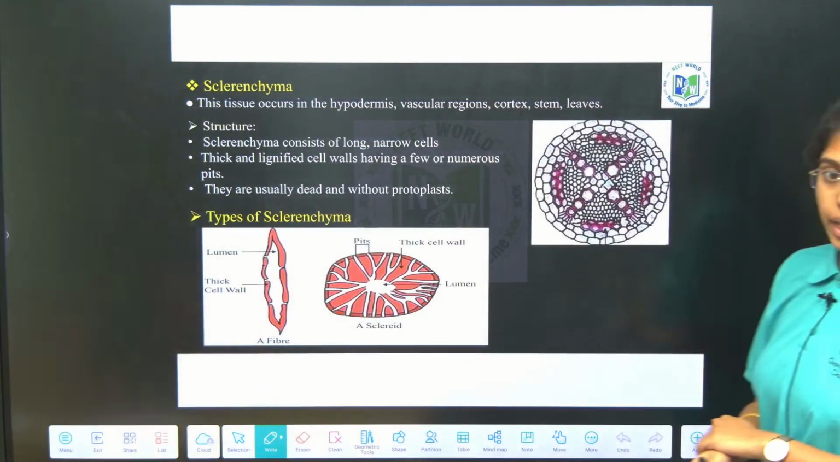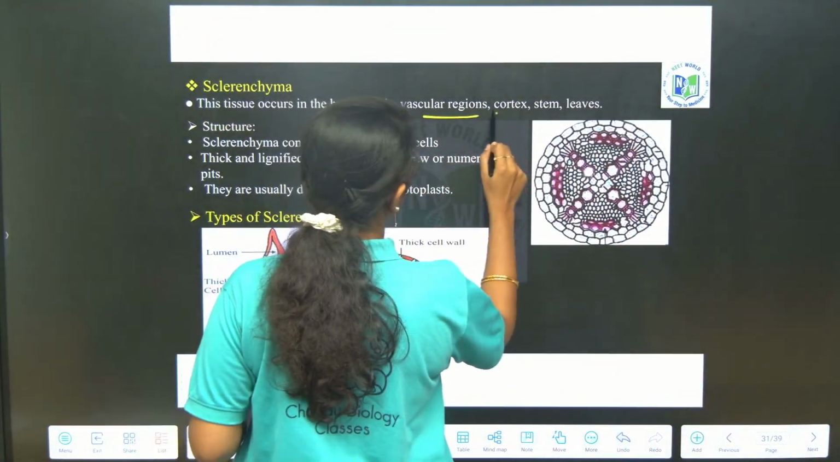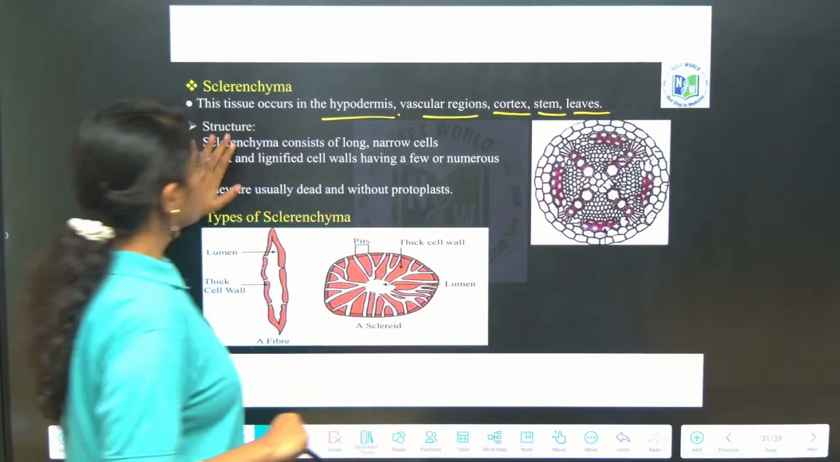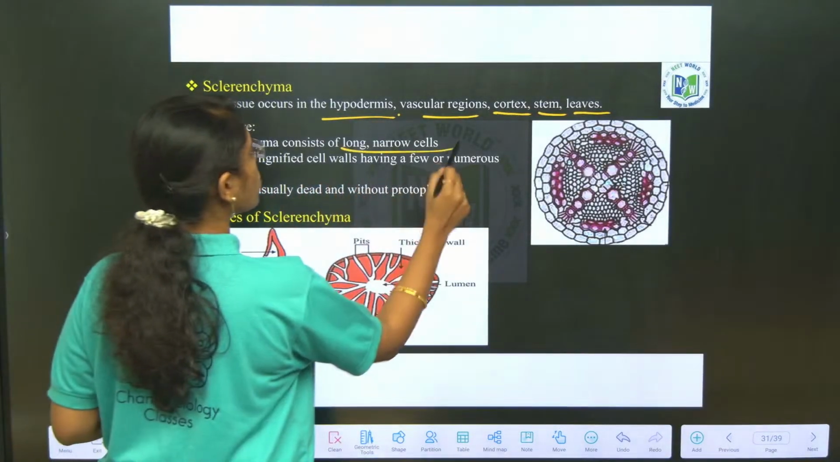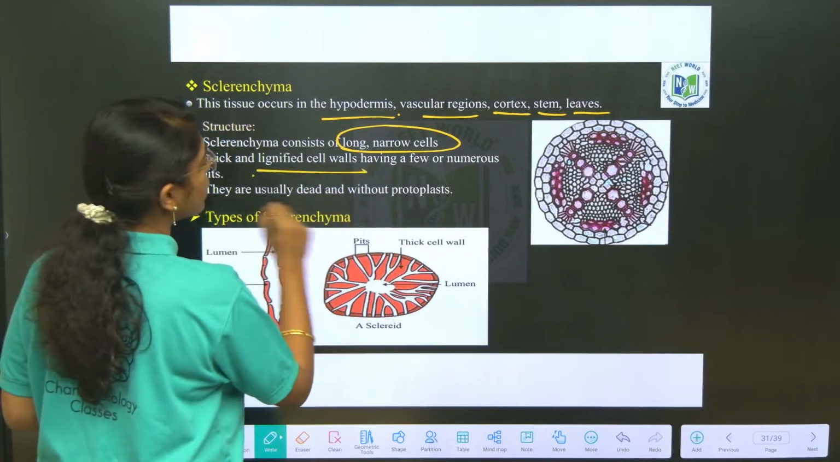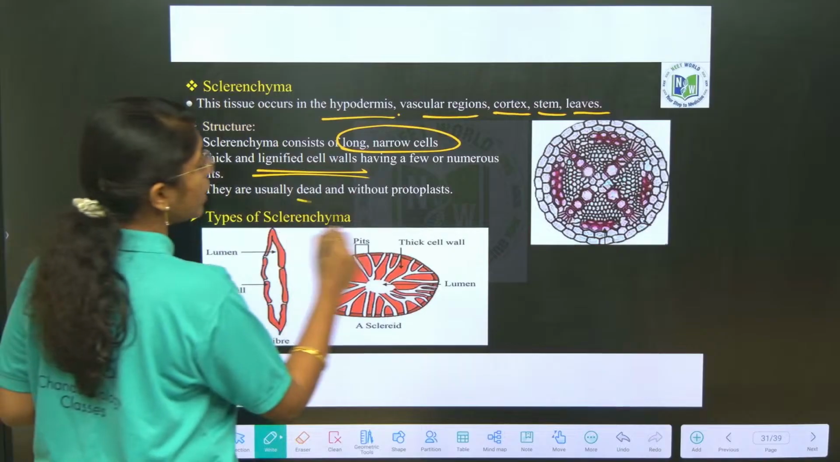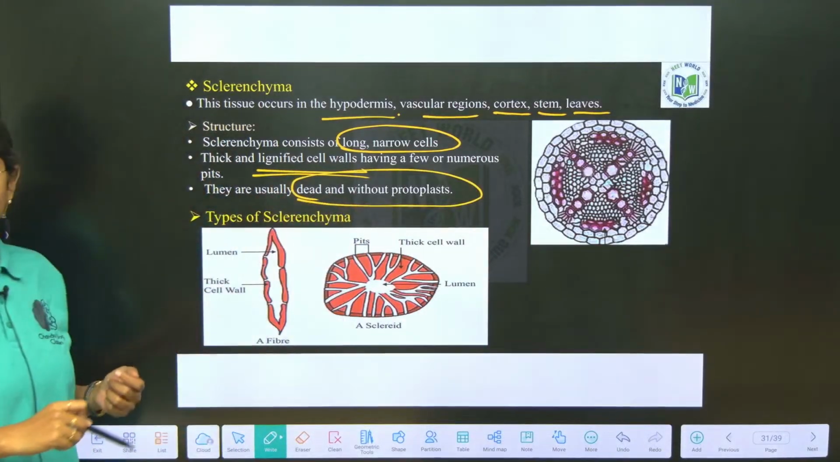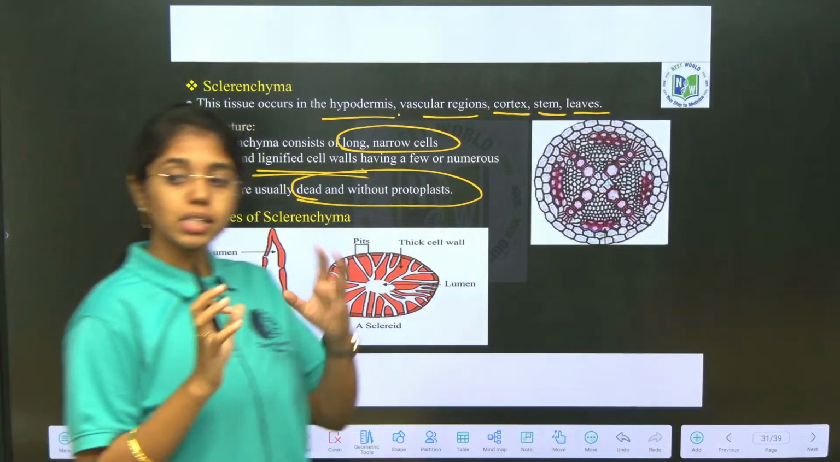And then is sclerenchyma. The tissue occurs in hypodermis, vascular region, cortex, stem and leaves. Structure over here: sclerenchyma contains long and narrow cells. Thick and lignified cell walls are present, with few or numerous pit regions. They are usually dead and without protoplast. Without protoplast means they do not have a nucleus, cytoplasm and cell membrane.